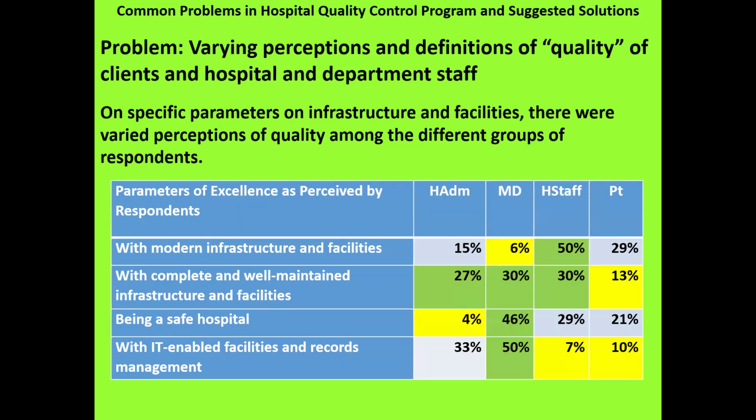On the specific parameters on infrastructure and facilities, there were varied perceptions of quality among the different groups of respondents. Just to cite two examples, a great majority of the non-medical staff put significant weight on modern infrastructure and facilities compared to the medical staff. The hospital administrators, physicians, and non-medical staff put significant weight on complete and well-maintained infrastructure and facilities compared to the patient.